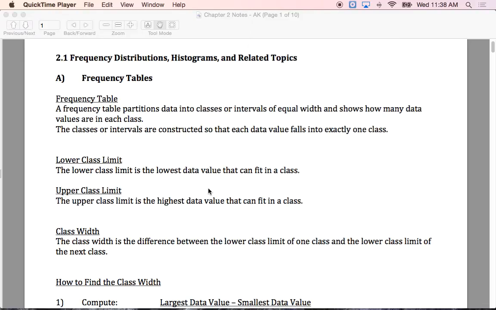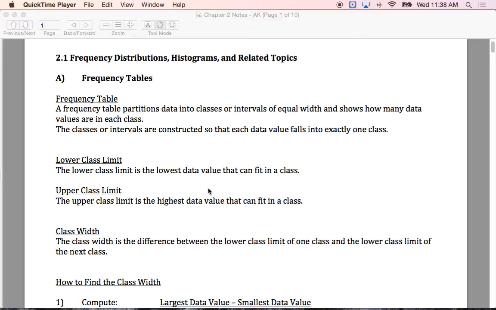In 2.1, we are talking about frequency distributions, histograms, and other related topics. So first off, we have to talk about frequency tables. A frequency table partitions data into classes or intervals of equal width and shows how many data values are in each class. The classes or intervals are constructed so that each data value falls into exactly one class.